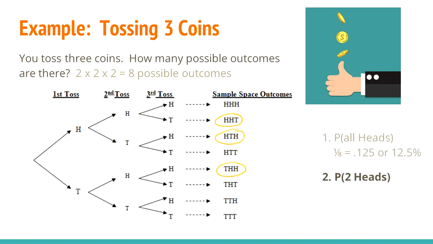Now let's do the probability of getting 2 heads. I've circled all of the favorable outcomes in that sample space. So that's going to be heads, heads, tails; heads, tails, heads; and tails, heads, heads. The sample space makes it really nice, so we can just go through and circle the favorable outcomes. That's going to give me 3 out of the 8, or 37.5% probability.